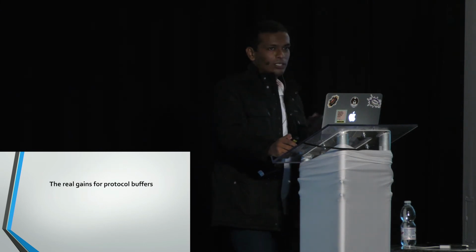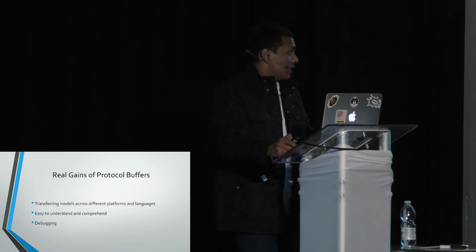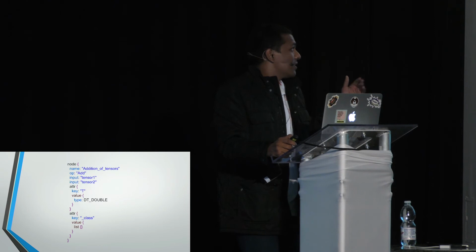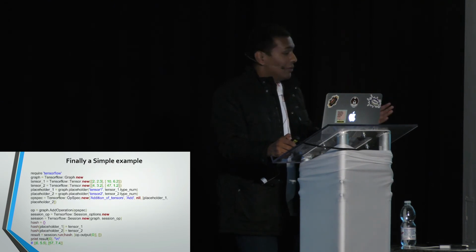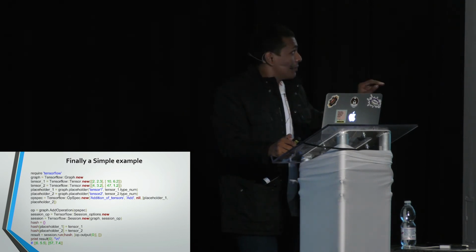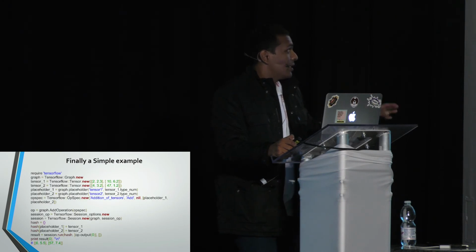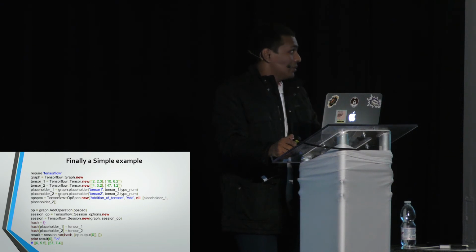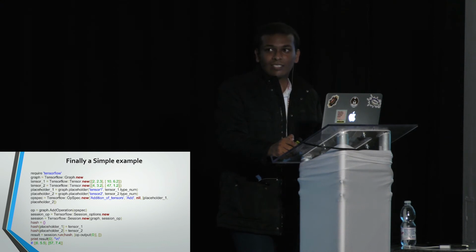So now I'm going to talk about the real gains of protocol buffers. What we did here was something incredibly simple, like addition or a matrix operation. But imagine doing this simple example here, and then doing it again on a Raspberry Pi or Android. All of these platforms are totally different from each other, and the protocol buffer explanation that we have here will be identical. So you can define a model here, and run the same model on Raspberry Pi and across all different platforms, and it's going to work exactly the same.